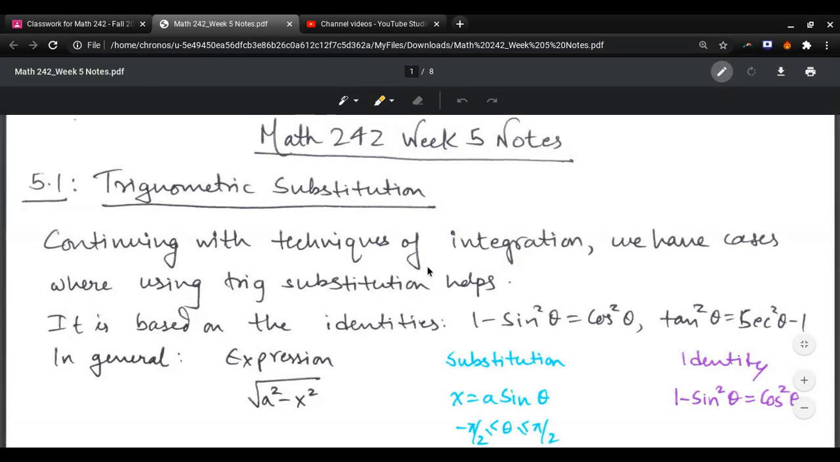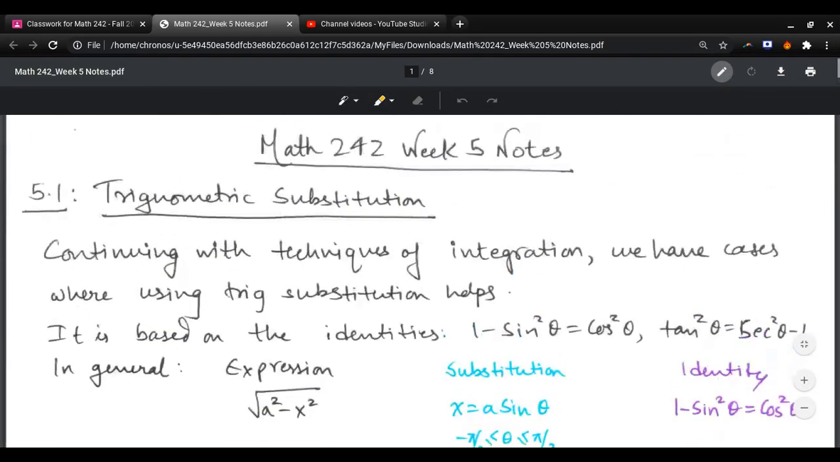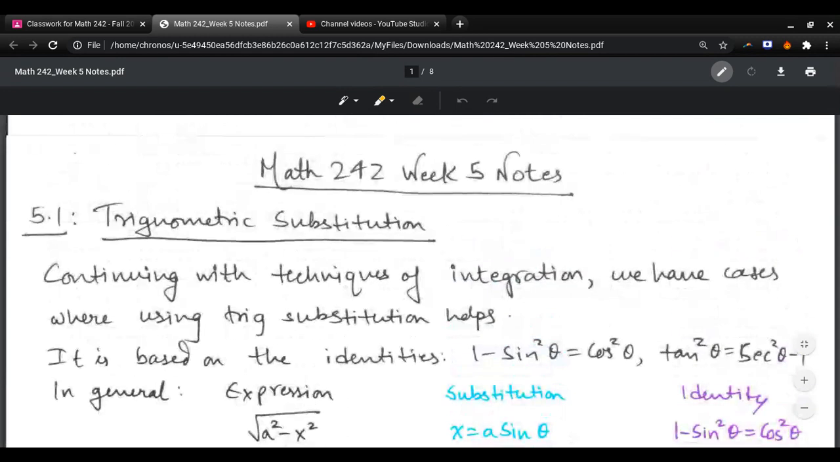This week we're going to continue with integration and learn a few more techniques. Last time we looked at integration by parts and trigonometric integrals. The next topic is trigonometric substitution.